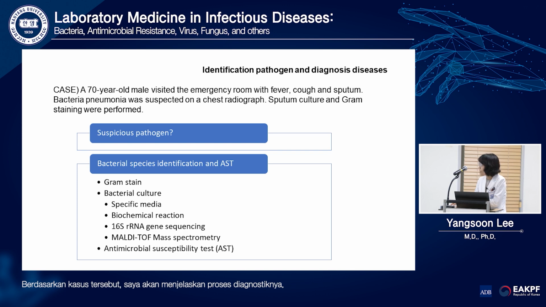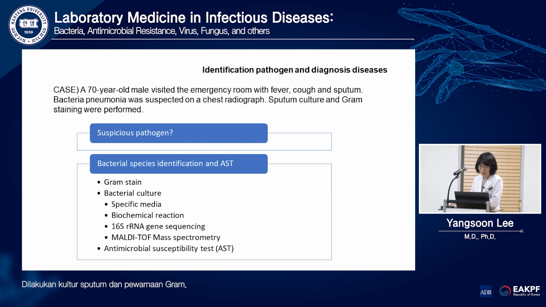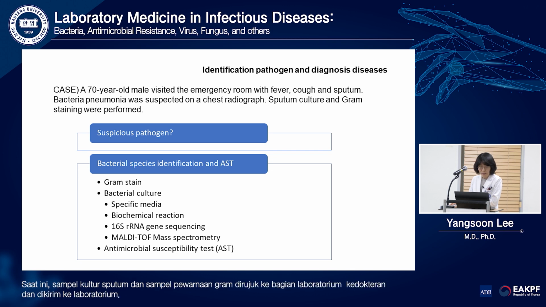On the basis of a case, I will explain the diagnostic process. A 70-year-old male visited the ER with fever, cough, and sputum. Bacterial pneumonia was suspected on chest X-ray. Sputum culture and gram staining were performed. At this time, sputum culture samples and gram staining samples are sent to the Department of Laboratory Medicine. According to the established protocol, the following tests are performed in the lab to identify the causative bacteria.